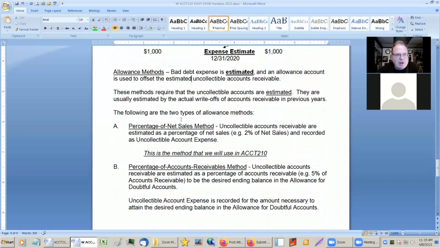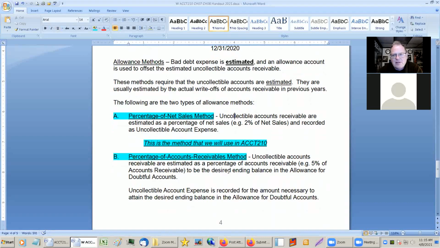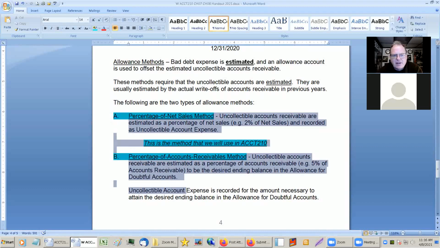Okay, so allowance methods. There's actually two allowance methods. There's this one and that one. There's this one, percentage of sales method, and this is the one that we'll use in this class. There is another one, percent of accounts receivable, which we're not going to go over in this class. It's a similar one. The percentage of sales one is based on sales. The percentage of accounts receivable method is based on, you may have guessed, accounts receivable. We're going to use a percentage of sales one. It's an easier one, but either one of these is acceptable.